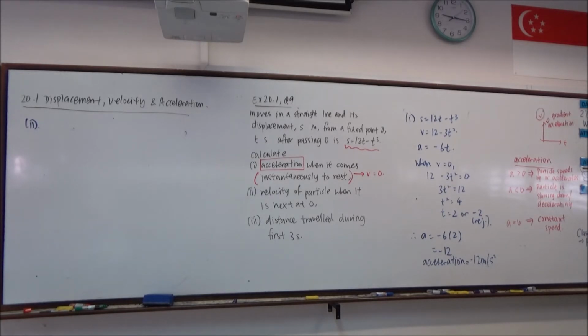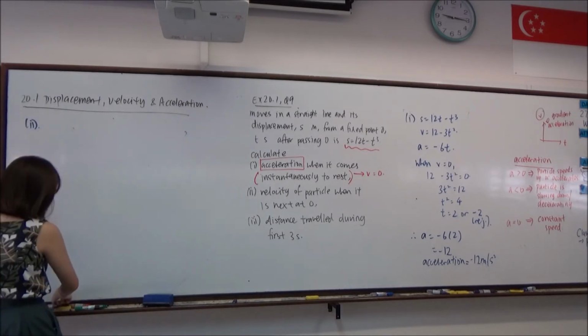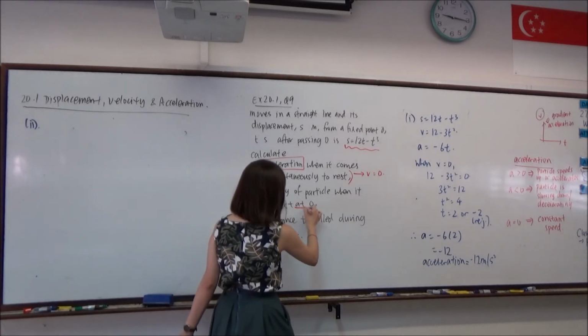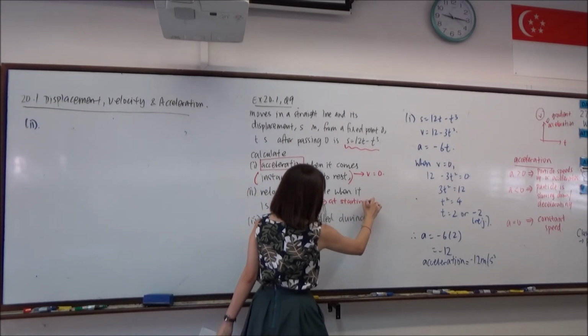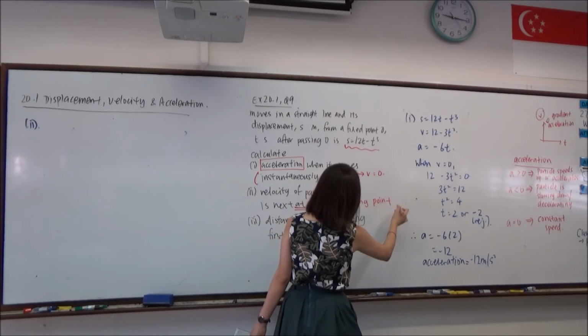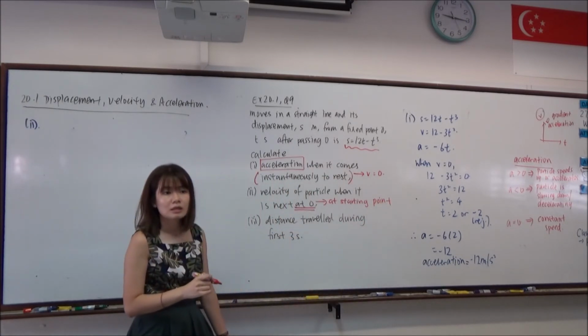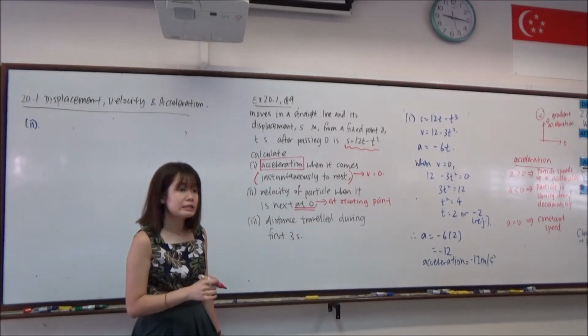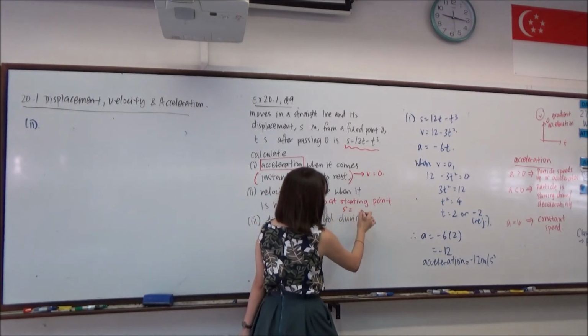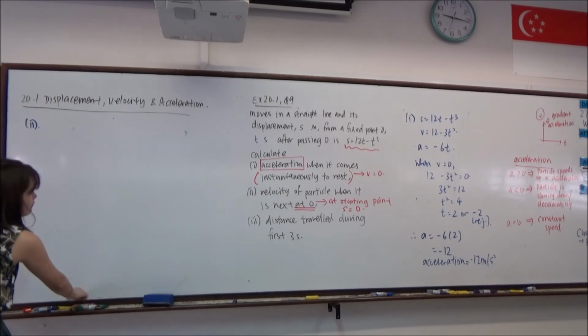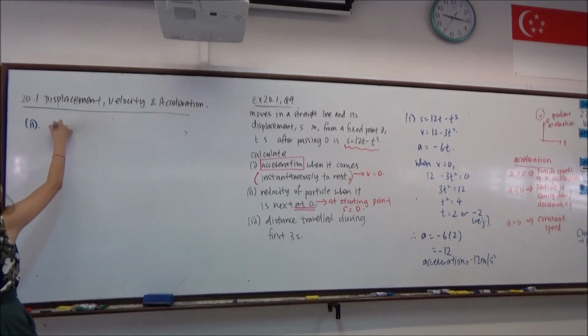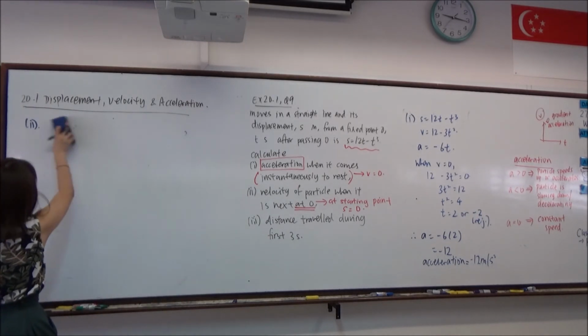Velocity of the particle when it is next at O, which is the original starting point. So at O itself, what would the displacement have to be? 0, right? Because the displacement is measured from the starting point. So at O itself, the displacement is equal to 0. So 12t minus t cubed will be equal to 0.